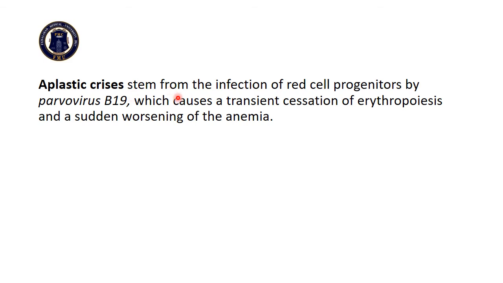Aplastic crisis. It results from the infection of red cell progenitors by parvovirus B19. It causes a transient cessation of erythropoiesis and sudden worsening of anemia.